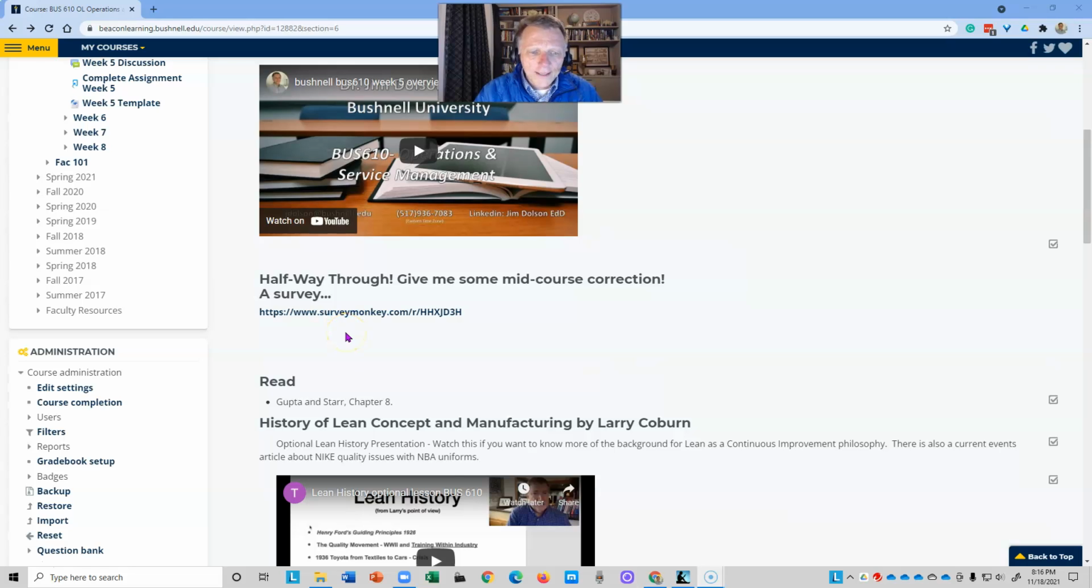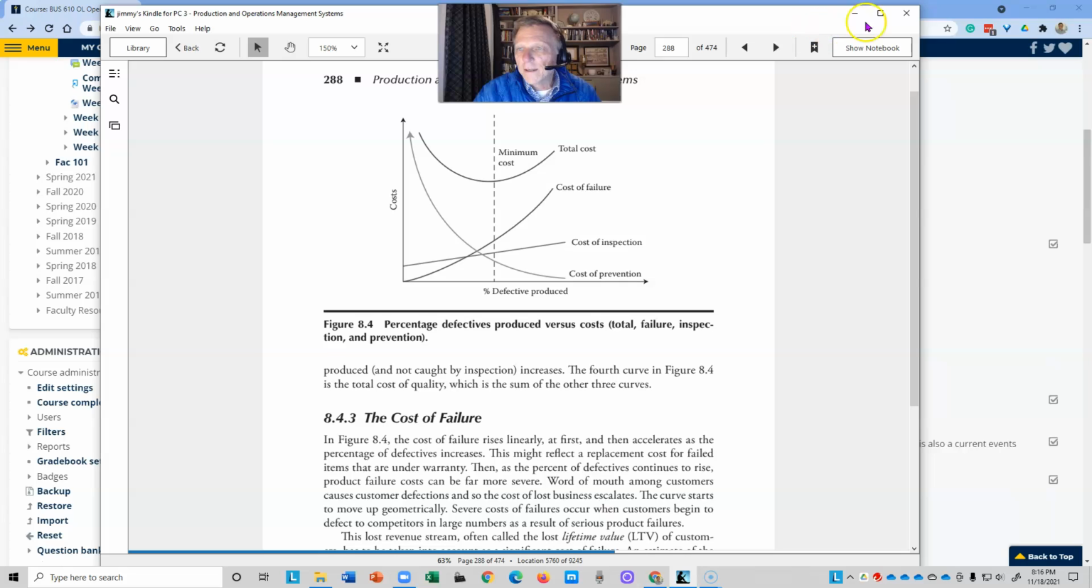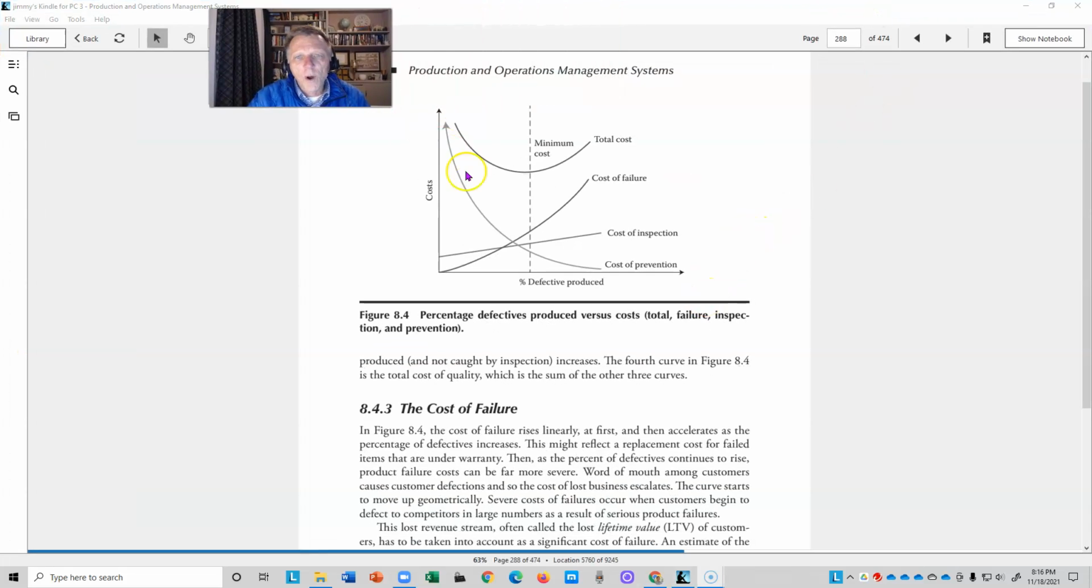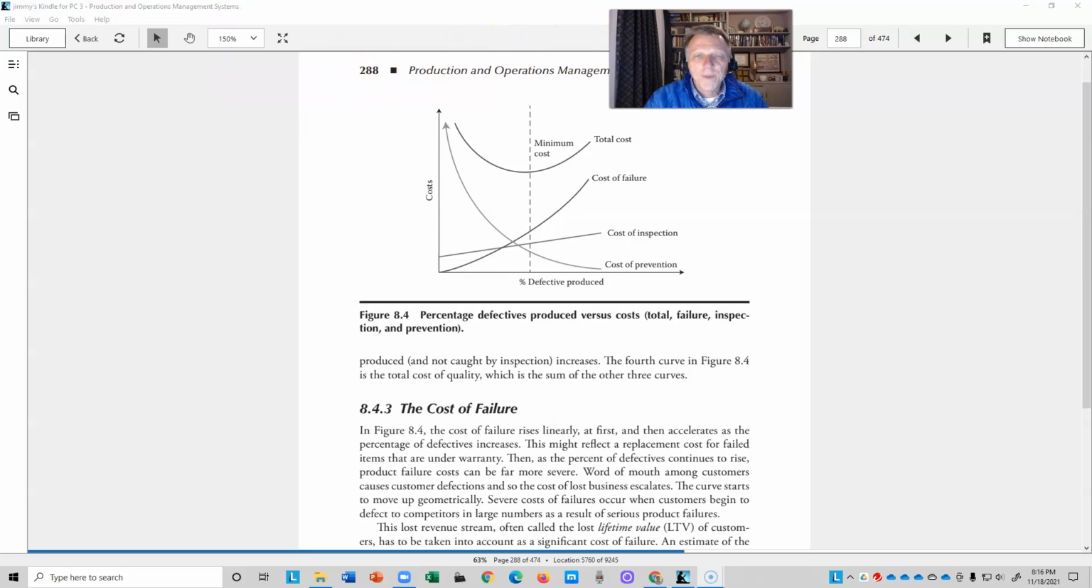Okay, so let's talk about chapter 8. I'm not going to get into everything in chapter 8, but I do want to hit this idea of cost of quality. It's on page 288. That's where we're looking, and you may recognize this if you've checked out chapter 8.